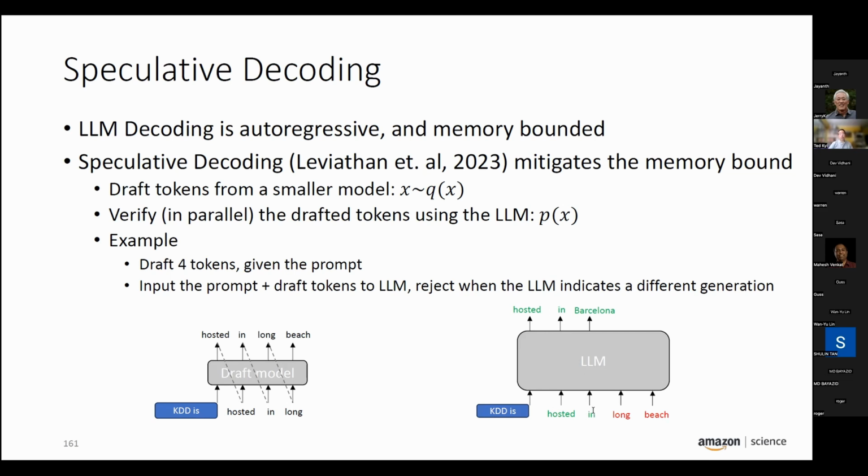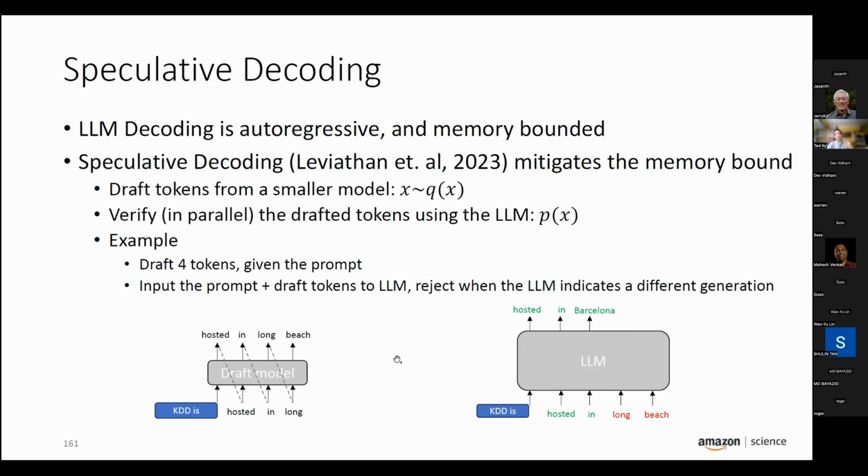And so you don't have to actually do one token at a time inference. They've already been confirmed. But because Barcelona didn't match Long, you cannot use Long or Beach anymore. You have to then say, okay, I can pass in "hosted in Barcelona" and ask for the next thing. So that's the general gist of speculative decoding.